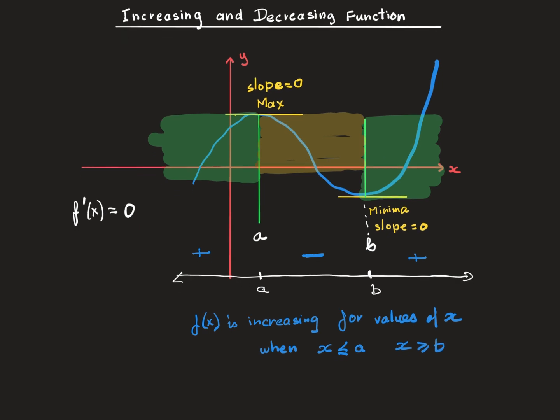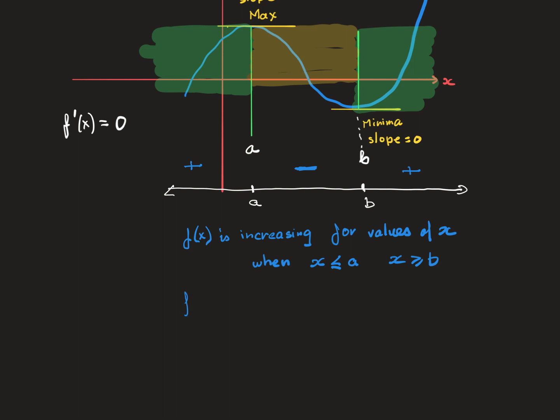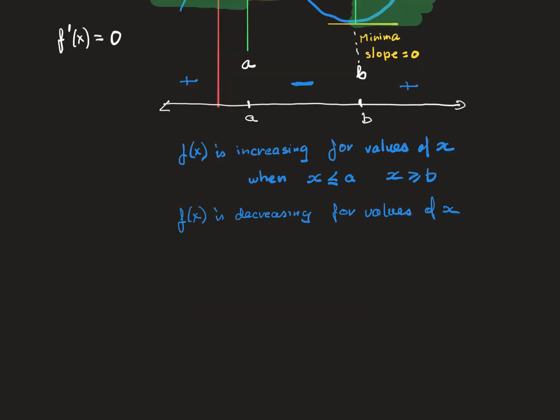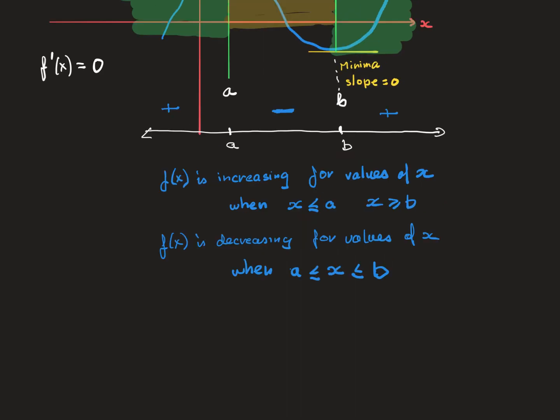On the other hand, the function f(x) decreases for values of x greater than A and less than B. So the sign diagram which I've drawn here is useful in showing whether the function is increasing and for what values, or decreasing and for what values.